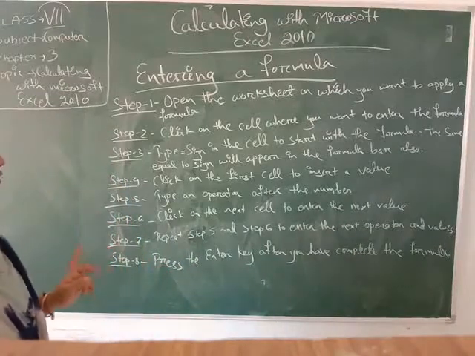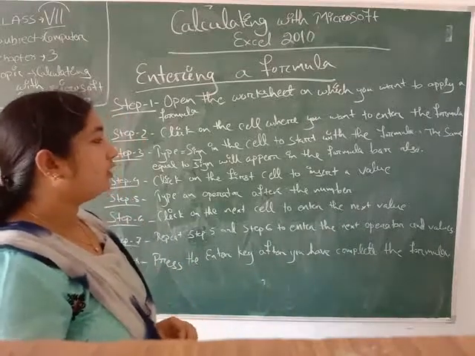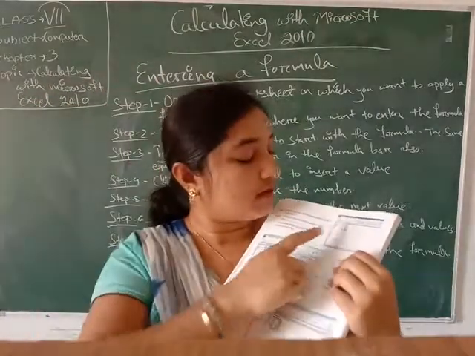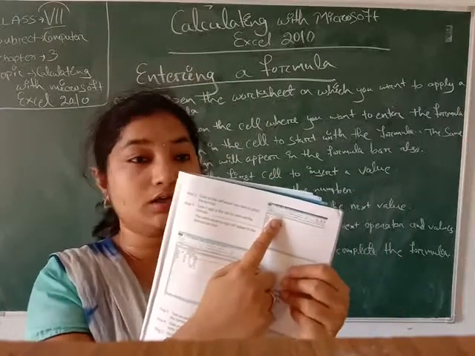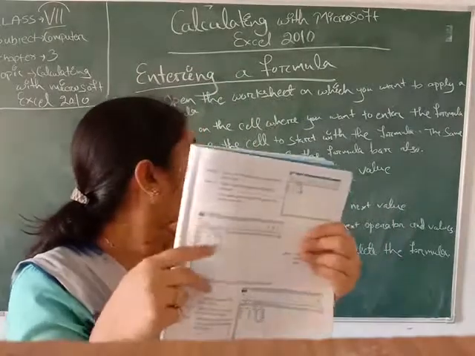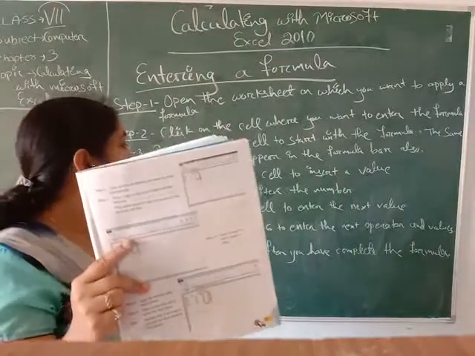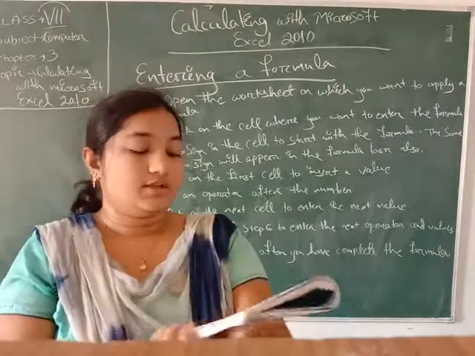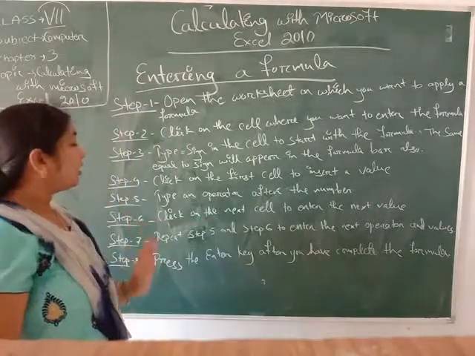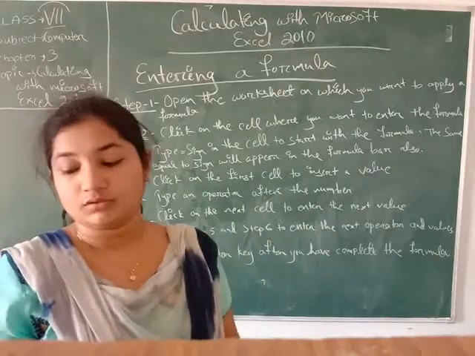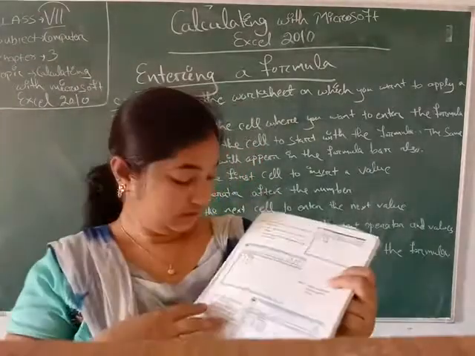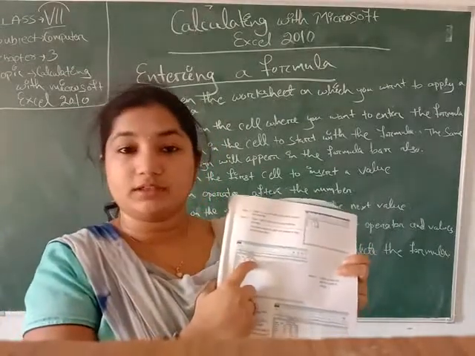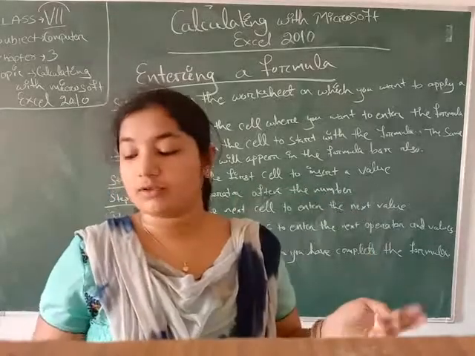After that, type the equal to sign in the cell to start the formula. Like here you can see, students, the same equal to sign will appear in the formula bar also. Here we have to click and type the formula. After that, we have to click on the first cell to insert the value, and enter the value.